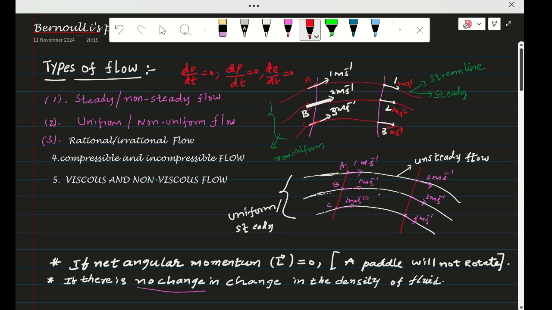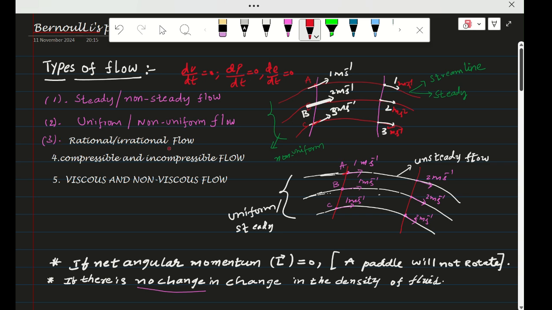So here coming into uniform fluid, 1 1 1, 2 2 2, or 2 1 2 1 2 3, like that you can take. So this is unsteady. Here the speed is 1 meter per second inwards. Here 2 meter per second inwards. This is uniform and unsteady.